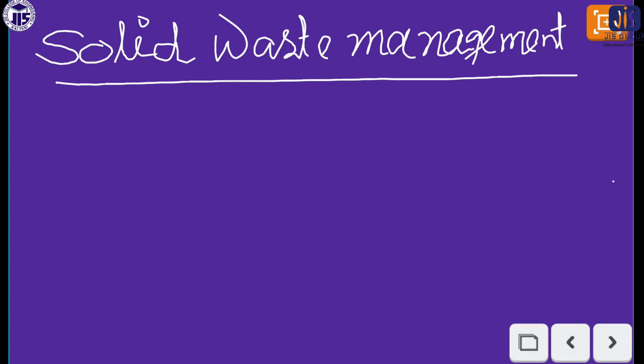Today we'll discuss the different step-by-step processes which already exist in our society, by which we can control the generation of solid waste. So what are the step-by-step processes by which we can control the generation of solid waste?